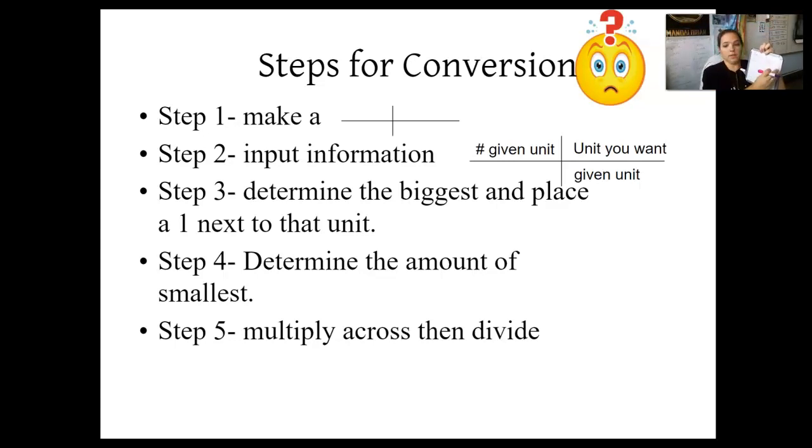Now I'm also going to put my given unit on the bottom, right there. All right, step 3: determine the biggest and place a 1 next to it. Out of gram or kilogram, a kilogram is the biggest, so I'm going to put a 1 in front of the kilogram. Determine the amount of the smallest. To get 1 kilogram, I need 1,000 grams, or 10 to the 3rd.